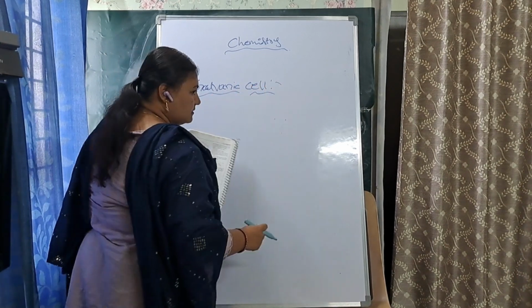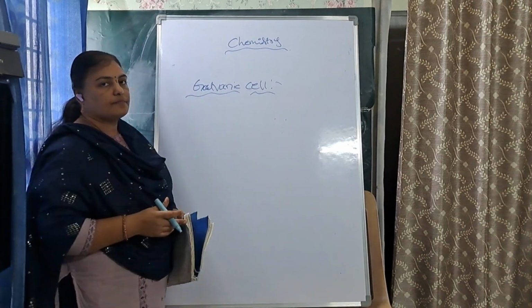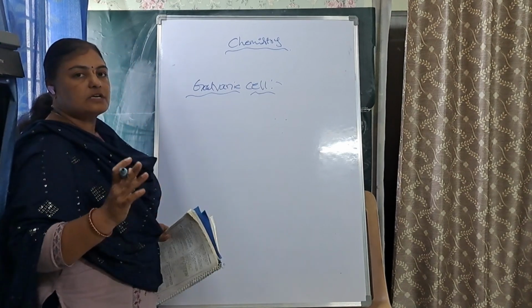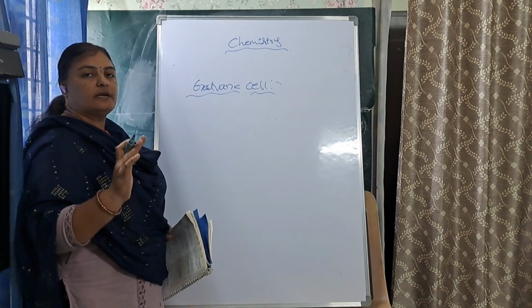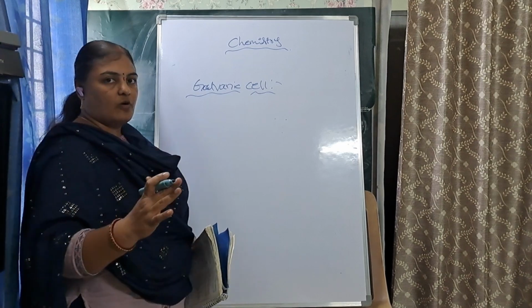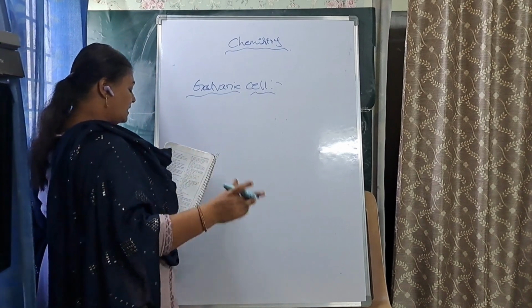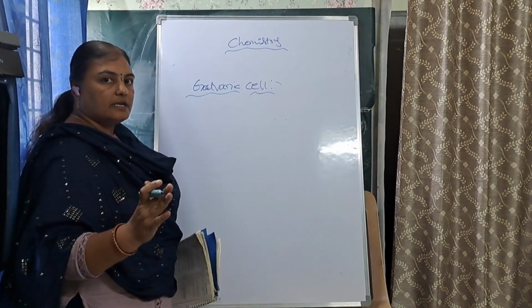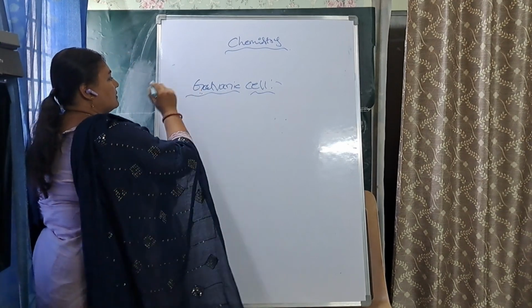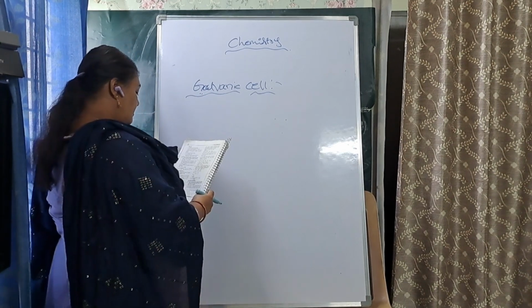In the galvanic cell, first of all, what is the meaning of galvanic cell? Galvanic cell is an instrument which converts chemical energy directly into electrical energy. As we know, energy is converted from one form to another form. So that instrument which is converting chemical energy to electrical energy is called a galvanic cell.